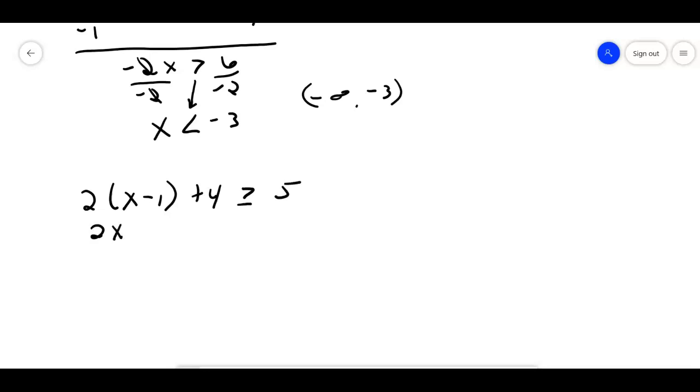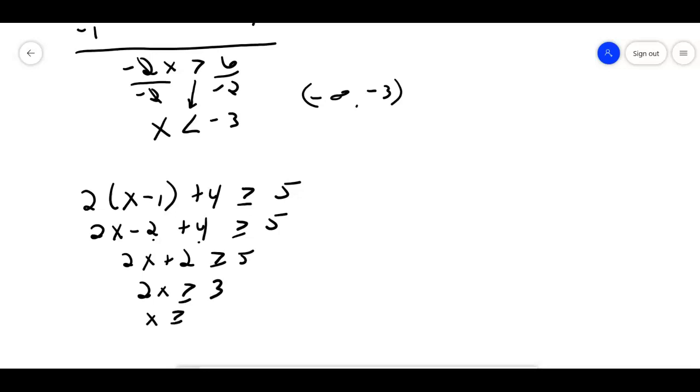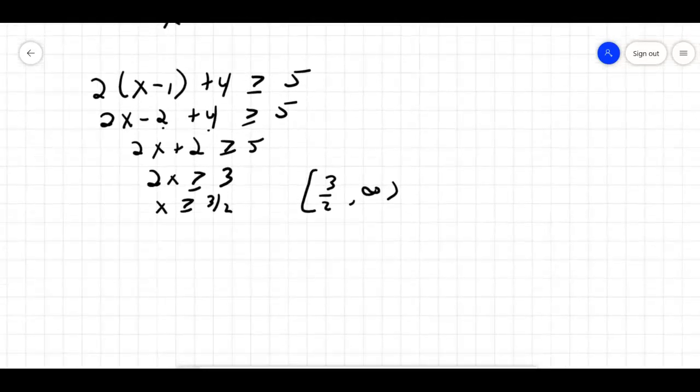So 2x minus 2 plus 4. And then I put these two together, the negative 2 and the 4. So 2x plus 2, subtract 2, divide by 2. Nothing switching on this one. So it would be 3/2 with the square bracket, and then all the way out to infinity. Okay, so very similar to solving equations.